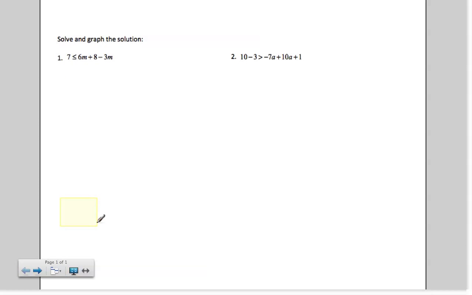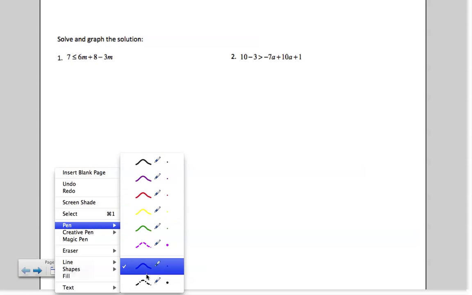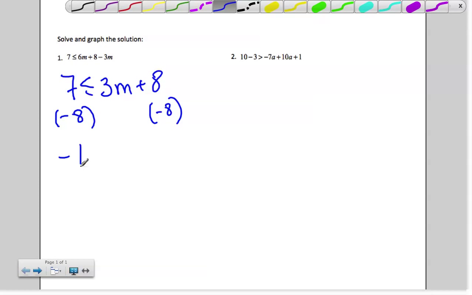So we could just draw some yellow boxes as well. All right, here we go. So 7 is less than or equal to, and if we combine 6m and minus 3m, I get 3m plus 8. Okay. Now I think we could subtract 8 from both sides, just as if it were an equation. So subtract that gives us minus 1, less than or equal to 3m. Now we're almost there. To isolate our variable m, we will divide by 3.